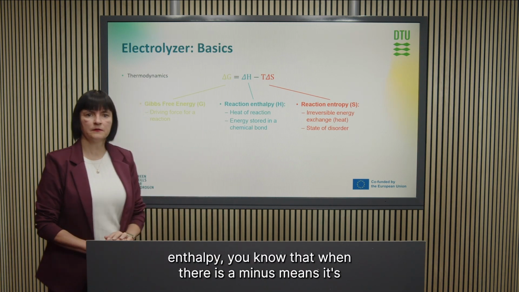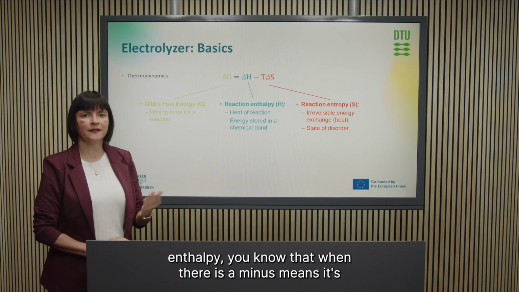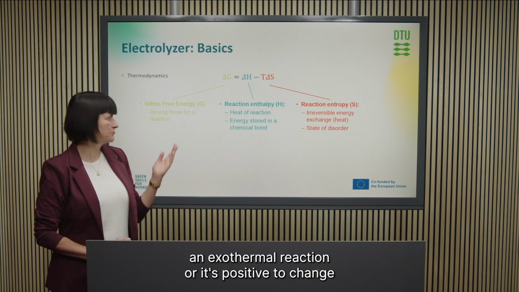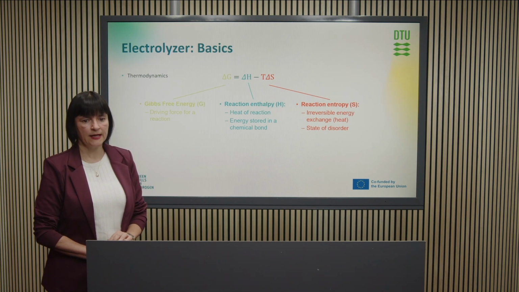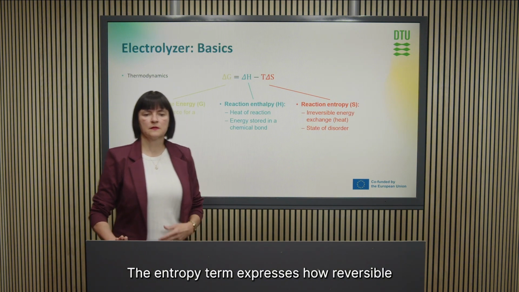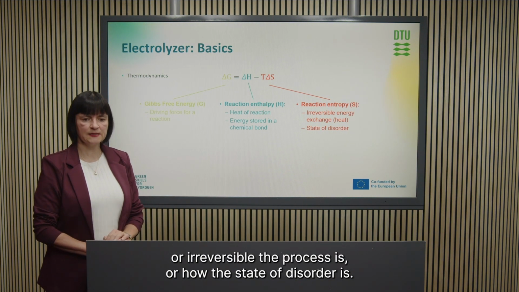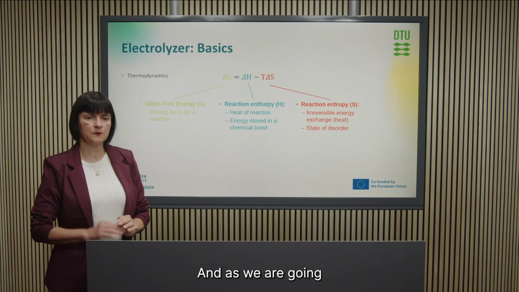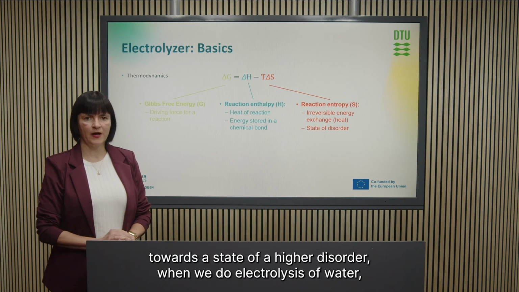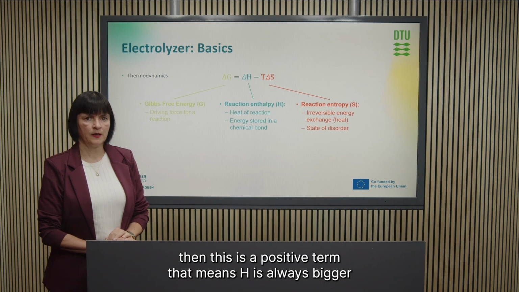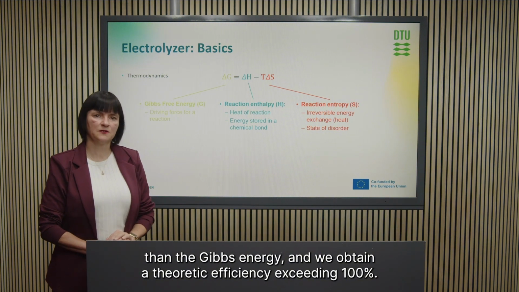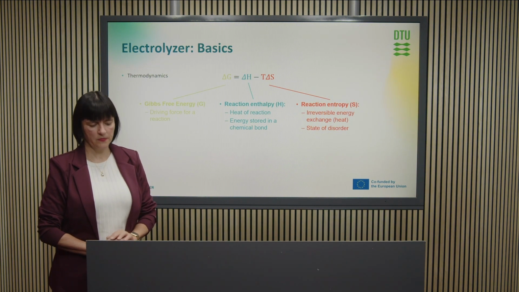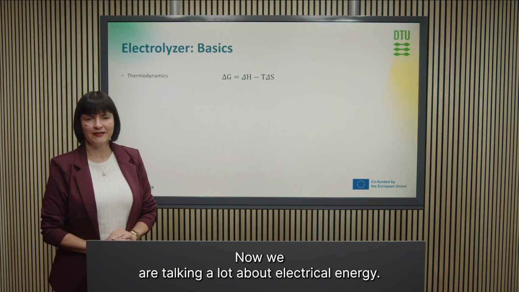Particularly for the reaction enthalpy, you know that when there is a minus, it means it's an exothermal reaction, or when it's positive, it's an endothermal reaction, as is the case for electrolysis. The entropy term expresses how reversible or irreversible the process is, or the state of disorder. And as we are going towards a state of a higher disorder when we do electrolysis of water, this is a positive term. That means H is always bigger than the Gibbs energy, and we obtain a theoretic efficiency exceeding 100%.